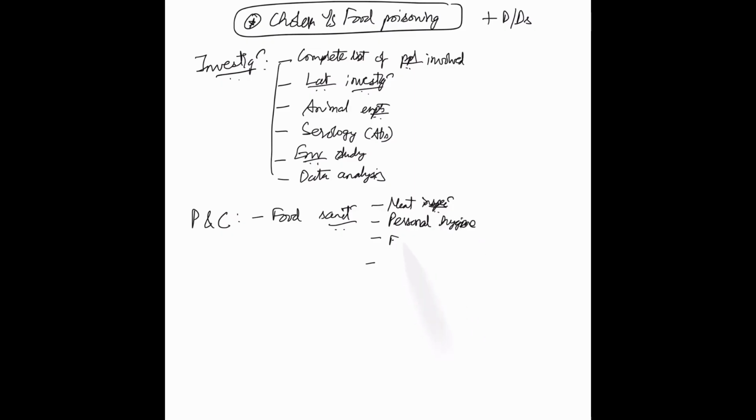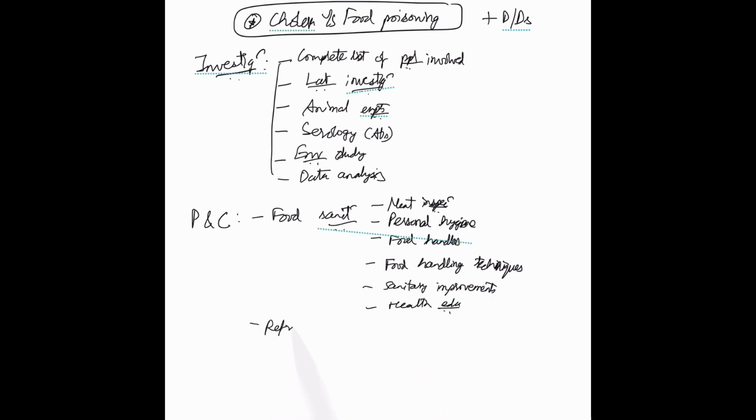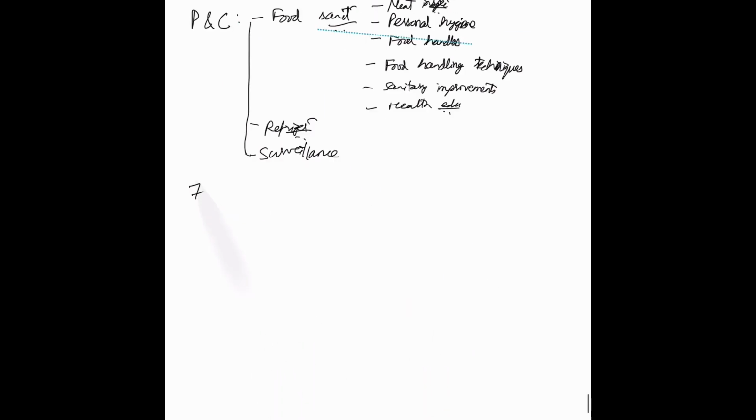And prevention and control measures, we have food sanitation, in which you have to do meat inspection, ensure personal hygiene, food handlers, food handling techniques, sanitary improvements, and health education on the same. Then refrigeration of foods and surveillance.